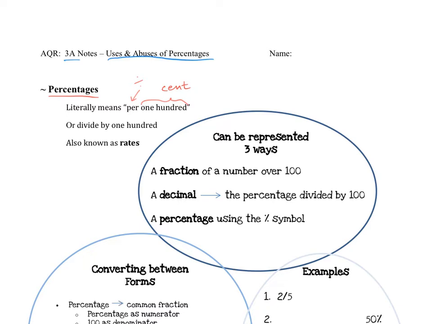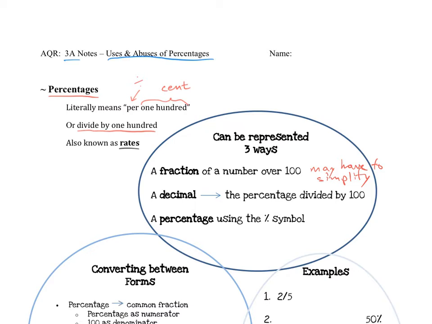As you can see in the next line, it says divide by 100, per 100, right? And we can also refer to percentages as rates. What makes rates different, we'll talk about in a second. So percentages can be represented three ways. One, as a fraction of a number over 100, and yes, you may have to simplify. But we can do that. We have the ability to simplify fractions.